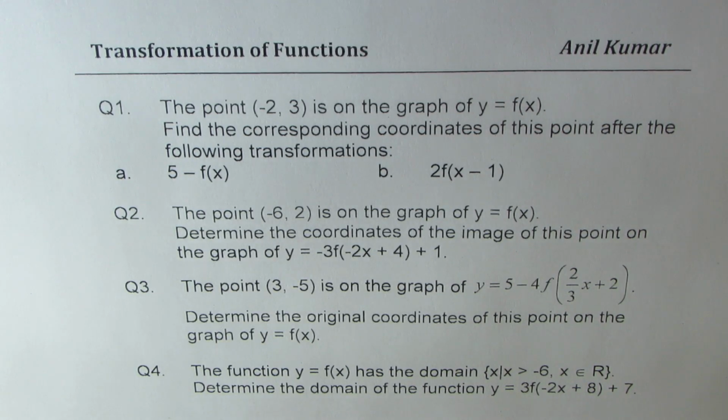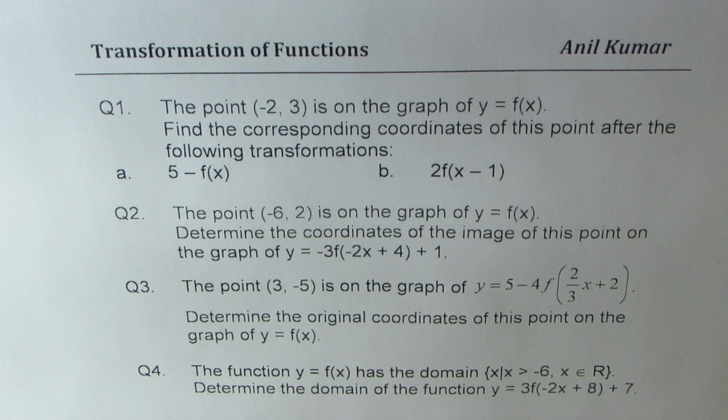Question number 1. The point (-2, 3) is on the graph of y = f(x). Find the corresponding coordinates of this point after the following transformations. A. 5 - f(x). B. 2f(x) - 1.